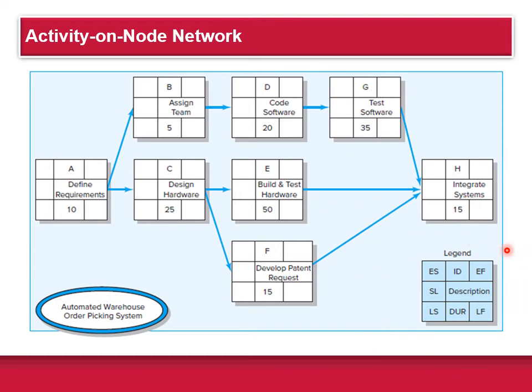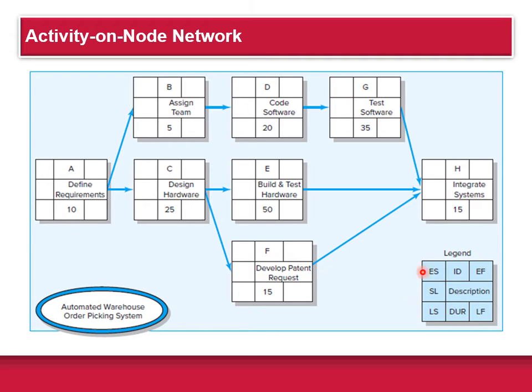When you're building these activity on node networks, you make this little tic-tac-toe hashtag kind of design. This has a legend. The top blocks here, we're going to fill out with information in each of these blocks. The duration numbers laid out here come from the work packages. The description comes from the previous page. And the activities are the letters A, B, C, D, E, F, G, and H.